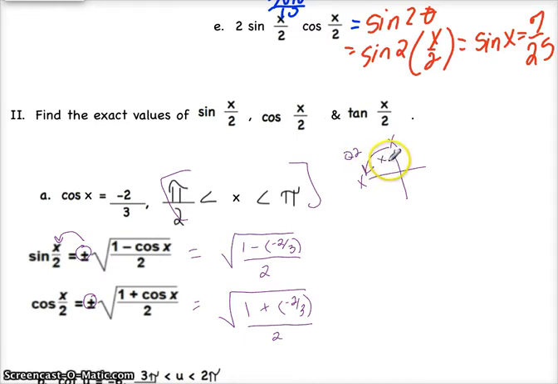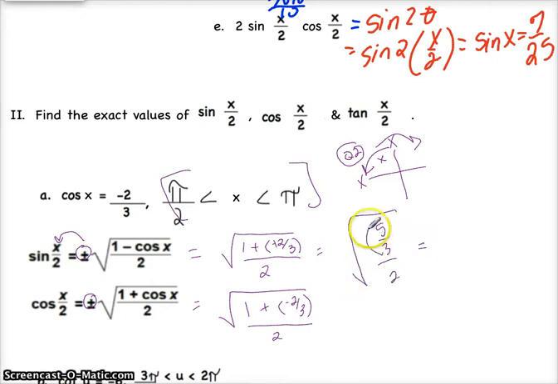The half angle would take the value of x and divide it in half. So we can say that half of Q2 or half of 2 is 1. So if we divide an angle in quadrant 2 by 2, it pushes us into the first quadrant, and all the values in the first quadrant are positive. So from here, it's just a matter of simplifying. I know that minus a negative is plus a positive. 1 plus 2/3 is 3/3 plus 2/3, which is 5/3 divided by 2.